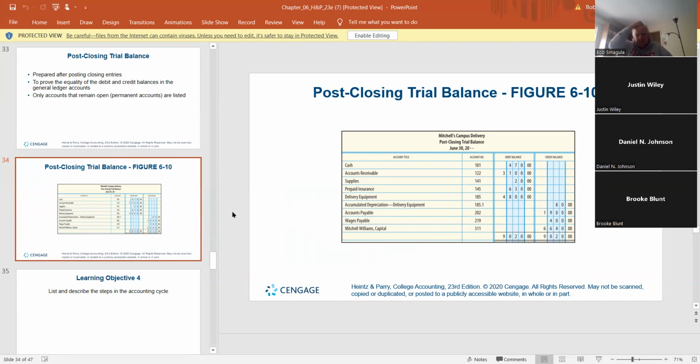Post-closing trial balance. And on the test, they like to slip in a couple of questions regarding the post-closing trial balance. True or false, rent expense would be seen on the post-closing trial balance? The answer is no, it's an expense. Same thing with revenues.